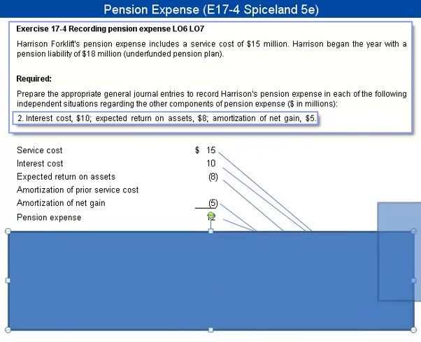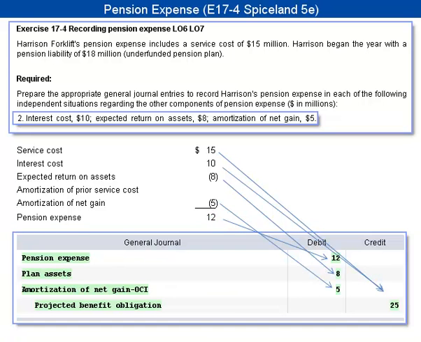So when I slide that off now, you see how that entry is made. Now the pension expense total is $12 million to the left of my mouse. Plan assets again increased by $8 million. We have a debit to amortize the net gain this time, and that's $5 million, which reduces the pension expense amount. And the projected benefit obligation is once again the sum of the service cost and the interest cost.